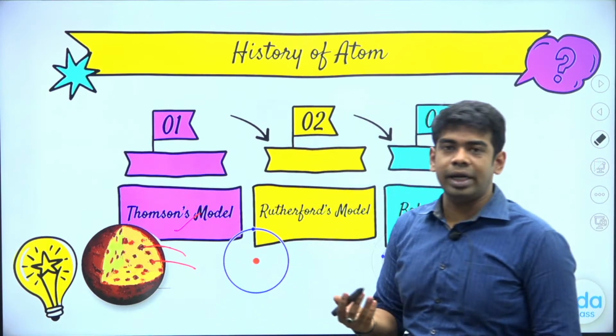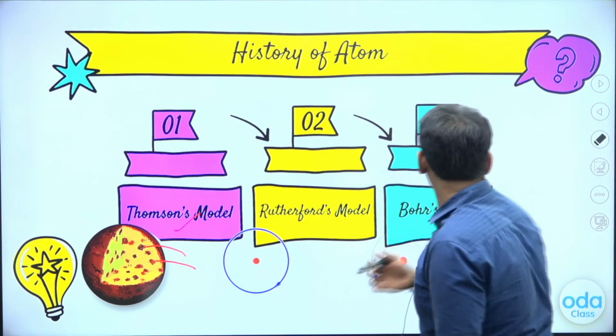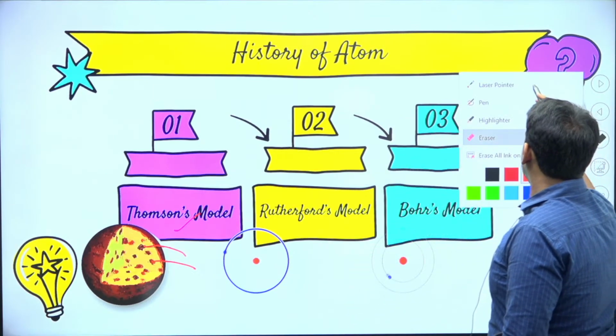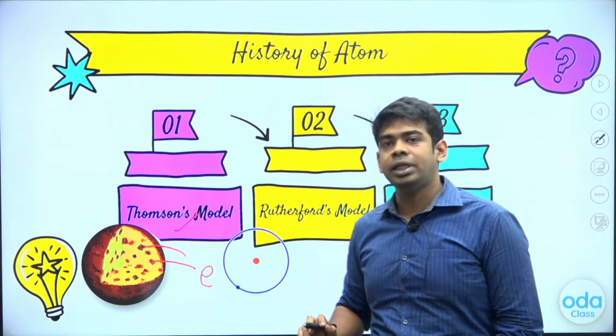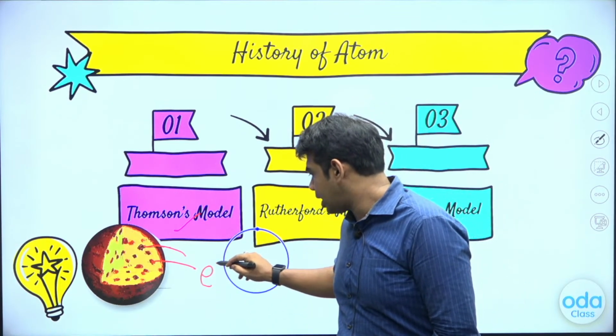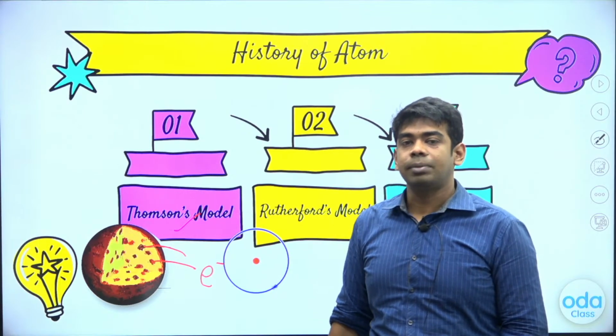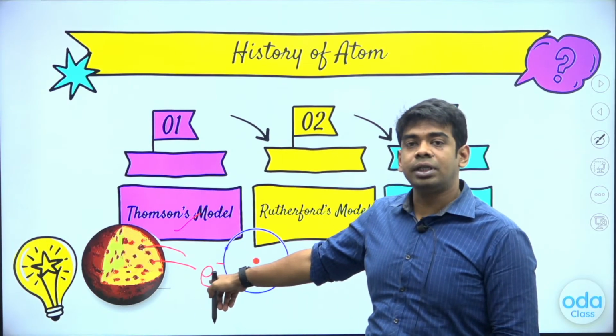So how do you write electrons? What is the sign or symbol for this? Let me quickly tell you that also. You write it with a small e and a small negative sign at the superscript at the top of it. This is how you represent electrons.